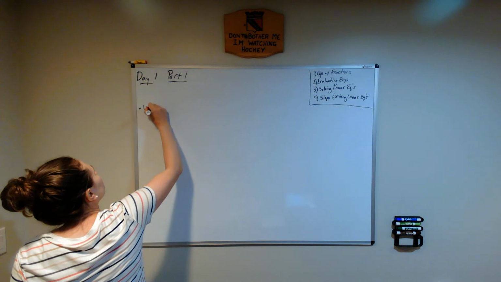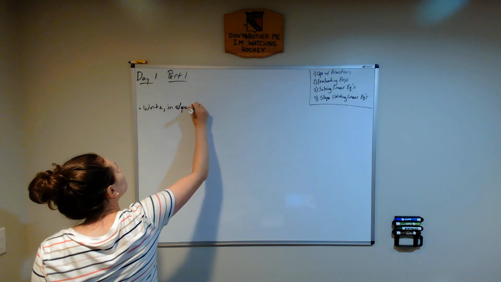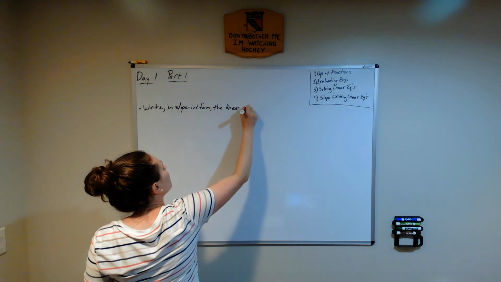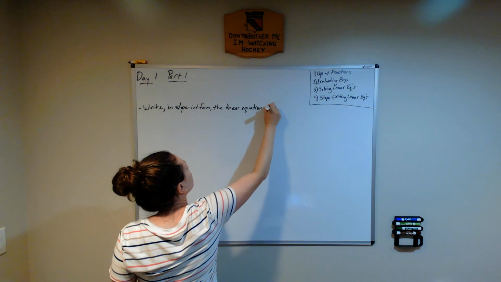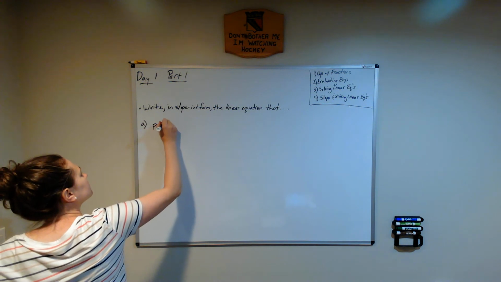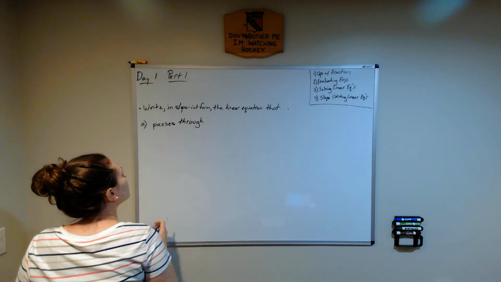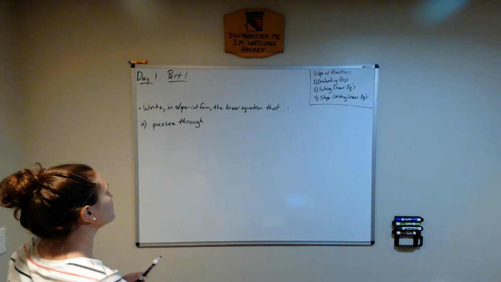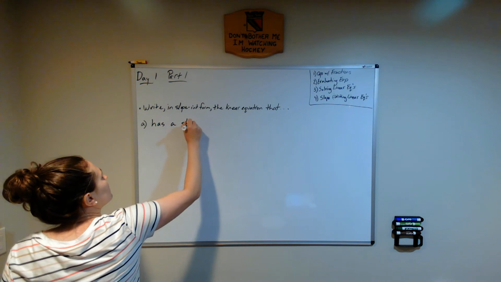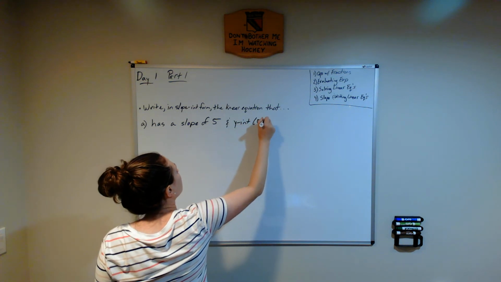So our directions are going to be: write, in slope-intercept form, the linear equation that passes through, actually let's erase that, that has a slope of 5 and y-intercept of (0, 1).